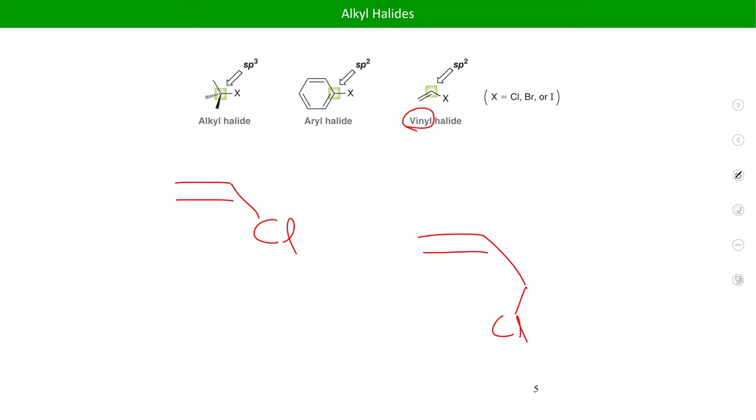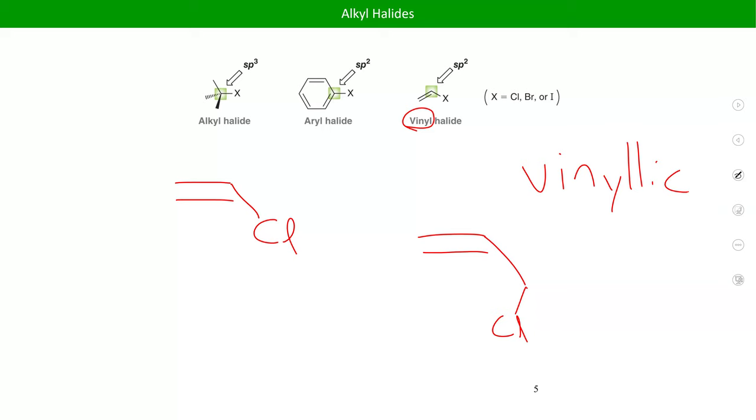or vinylic. A vinylic stretch is a type of bond, a frequency that these things can absorb light in. That has to do with the fact that a vinylic carbon is going to have a certain vibrational frequency. So when we see these terms, that's what we're talking about.